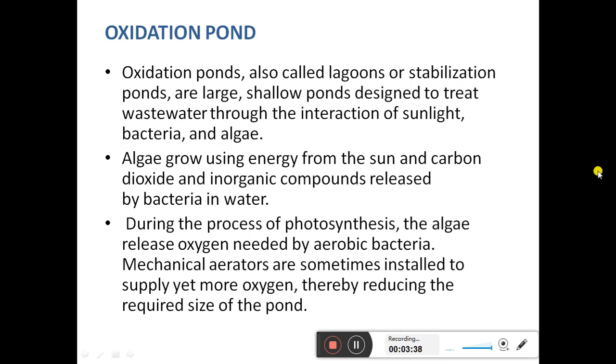Oxidation ponds, also called lagoons or stabilization ponds, are large, shallow ponds designed to treat wastewater through the interaction of sunlight, bacteria, and algae. The algae grow using the energy from the sun and carbon dioxide and inorganic compounds released by the bacteria in the water. During photosynthesis, the algae release oxygen needed by the aerobic bacteria. Mechanical aerators are sometimes installed when there is less oxygen, which also reduces the required size of the pond.